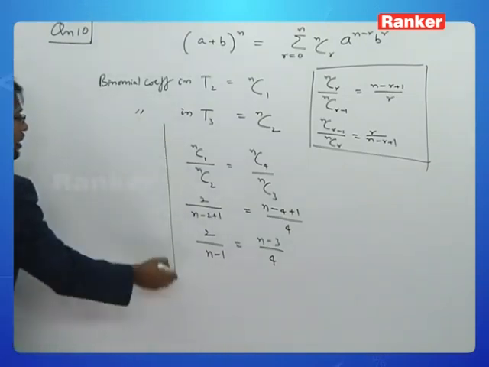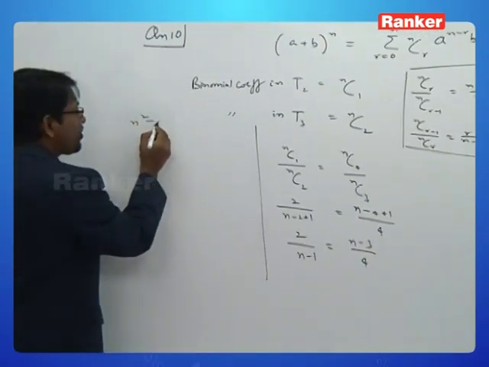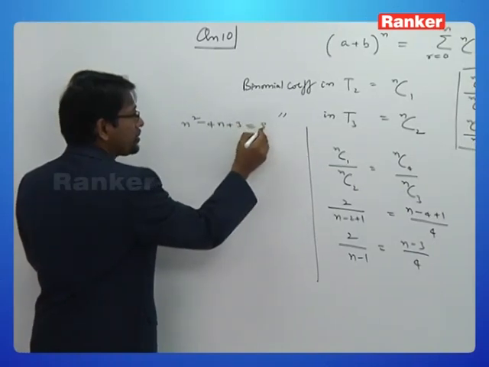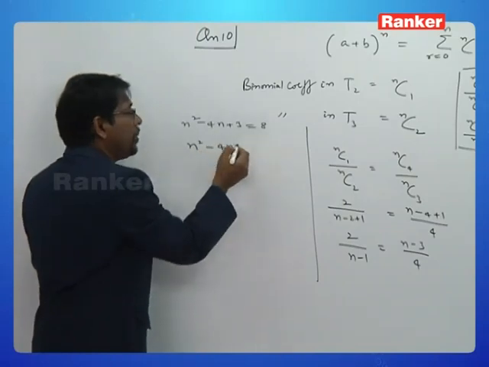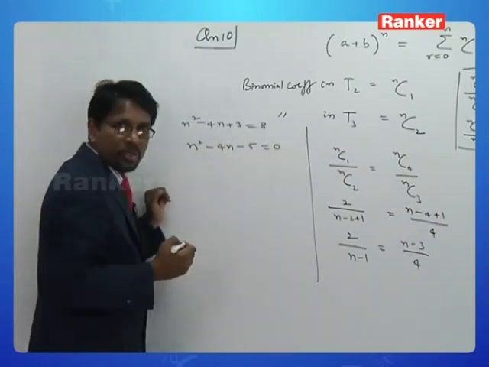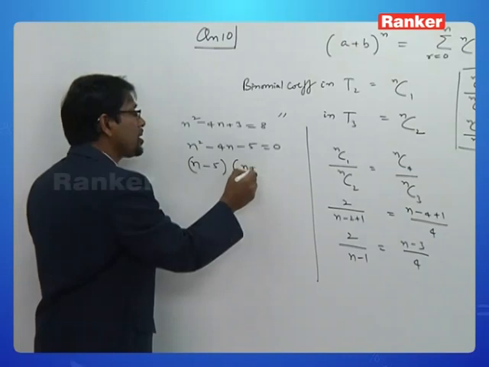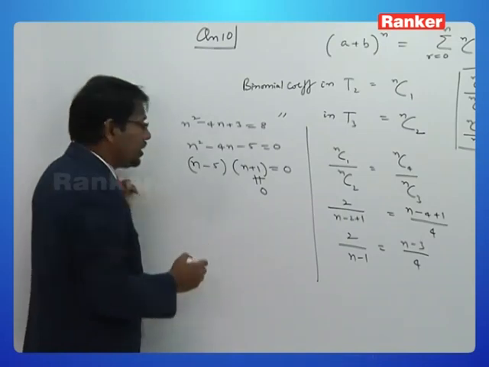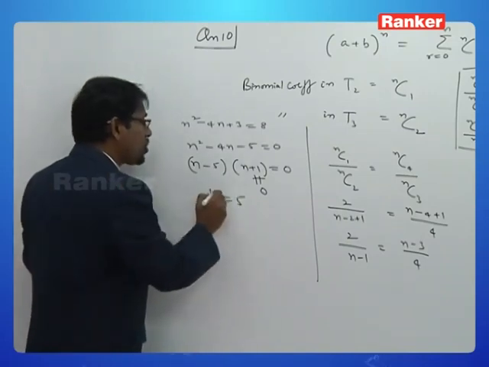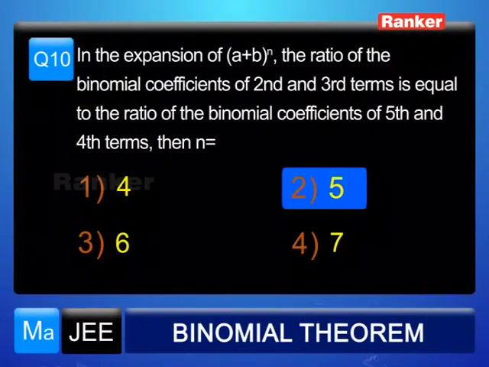Cross multiplying, we have n square minus 4n plus 3 is equal to 8. So n square minus 4n minus 5 is equal to 0. Clearly, we can factor it as (n - 5)(n + 1) is equal to 0. n cannot be negative, so n + 1 is not equal to 0. Therefore n has to be equal to 5. And clearly the answer is option 2. So let's move on to the next question.